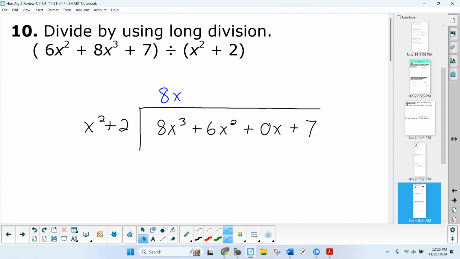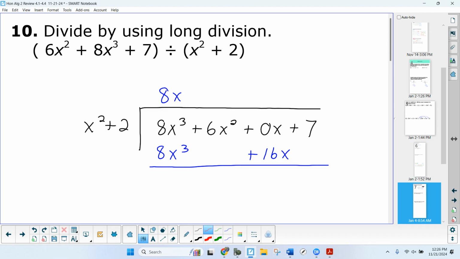Now what are we going to do? Multiply. When you do, you give it to both. So what's 8x times x squared? 8x cubed. And then plus what? 16x. So I'm going to move that over here. Now, guys, I do not care if you bring a colored pencil or if you want a colored pencil, let me know. Okay, because what are you going to do next?